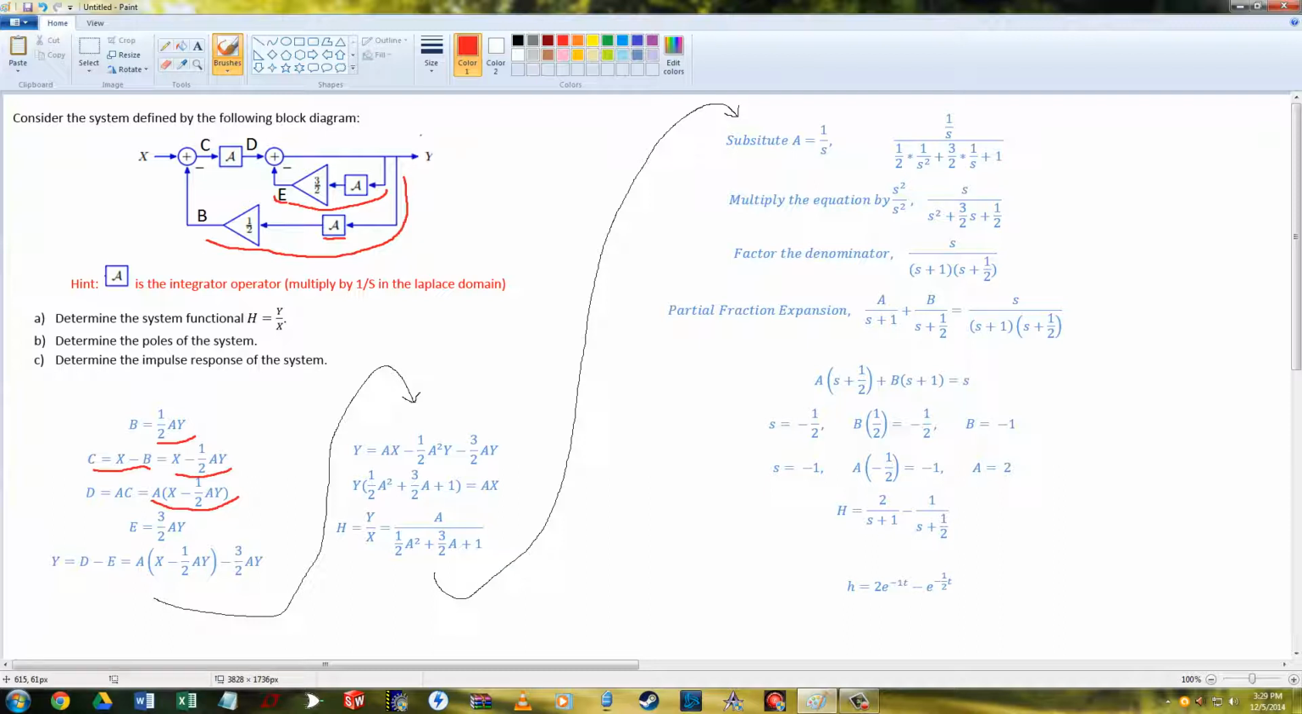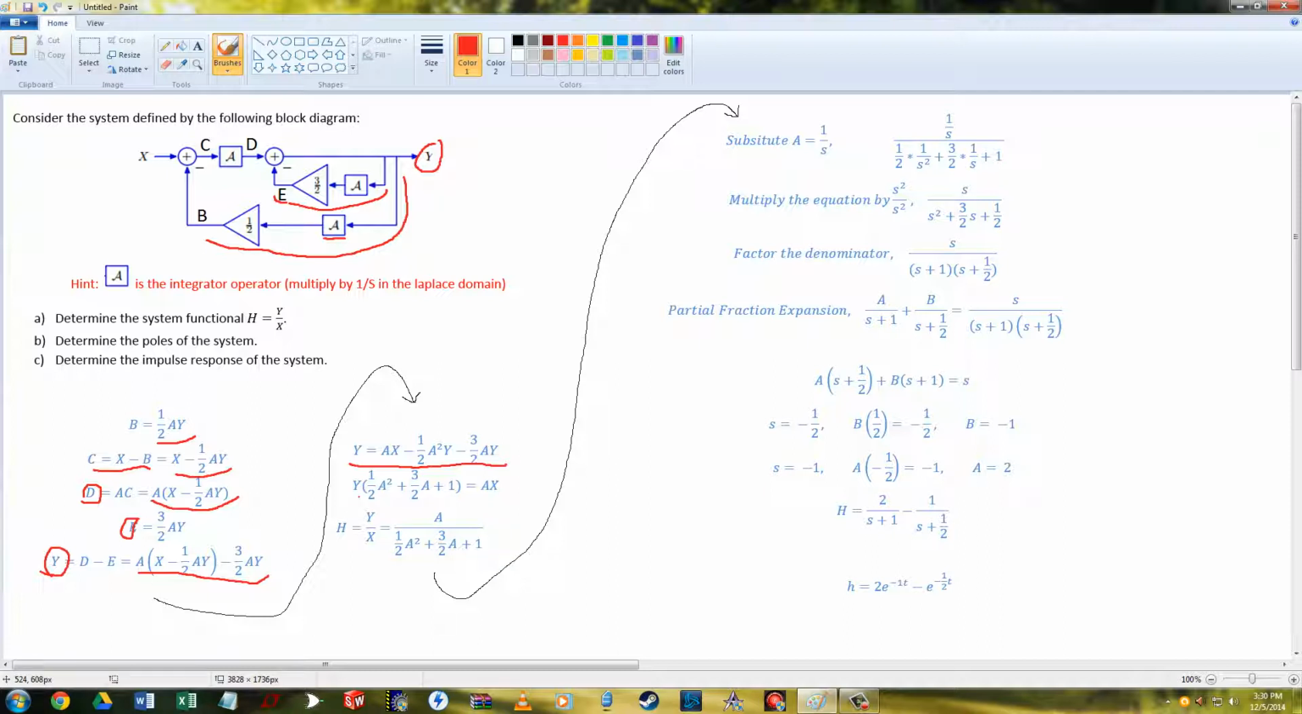Our final output, y, is just going to equal d minus e. That equals A times the quantity x minus 1/2 Ay, minus 3/2 Ay, which was the e we just found. Now the rest of the problem is essentially a little bit of algebra. We have y equals Ax minus 1/2 A squared y minus 3/2 Ay, and all we're doing is multiplying A through.